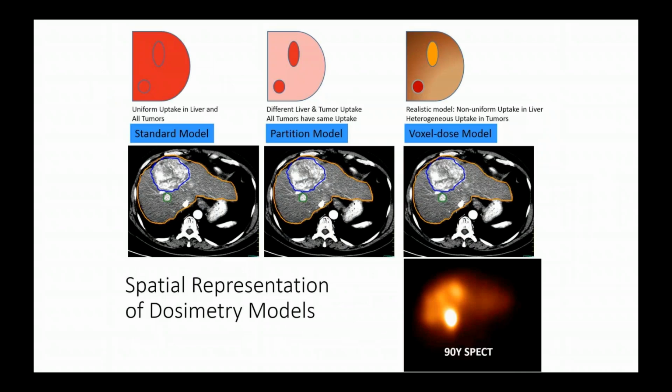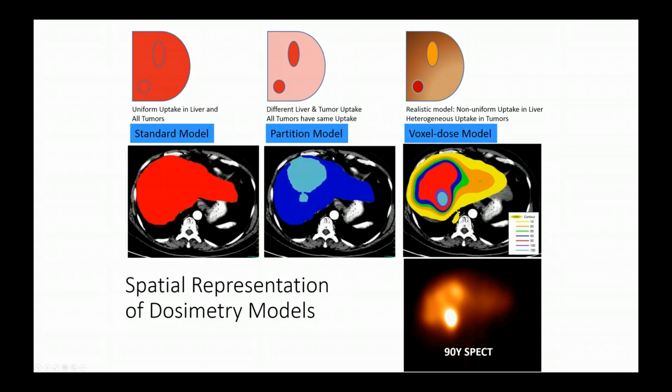So here's just another graphical representation. You can see this is the same tumor. If you consider all 3 different models, there are 2 different tumors in this patient. If you assume the standard model, it's uniform, and it's clearly not. Partition means that both tumors are the same and the liver is the same. And then the ideal model, or the true model, is called voxel-based dosimetry. It basically shows that one tumor has one uptake and the other tumor has a different one.